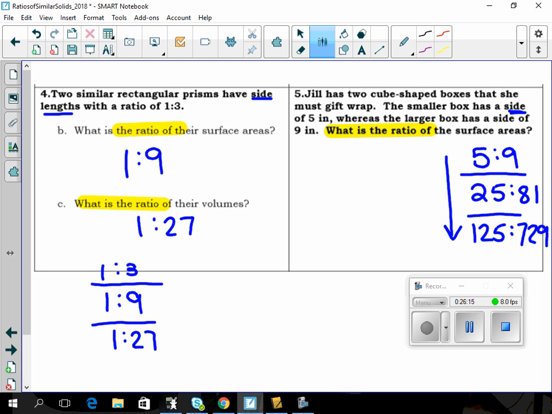So let's answer the question now that my chart's complete. The question says, what's the ratio of the surface areas? Right? It's just 25 to 81.